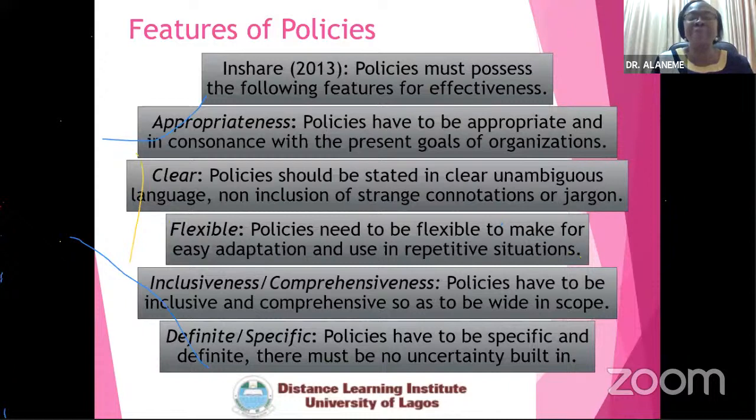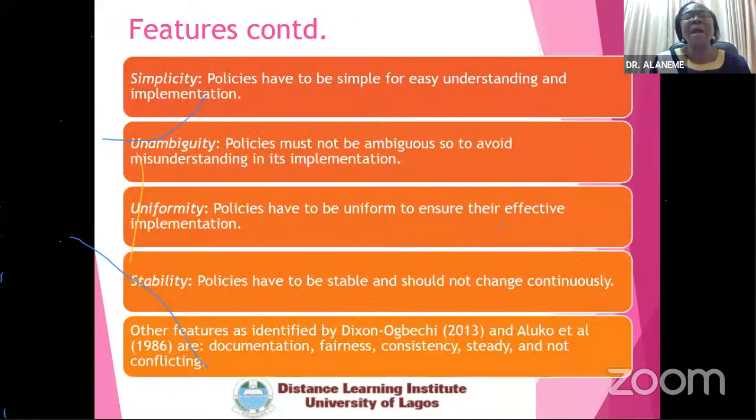Now, it has to be definite and specific. Policies have to be specific. What should be your policy on employment? What is your policy on training? You must be specific. What is your policy on production? What's your policy on marketing, on sales? What's your policy on people's salaries? So it has to be very specific and very definite.